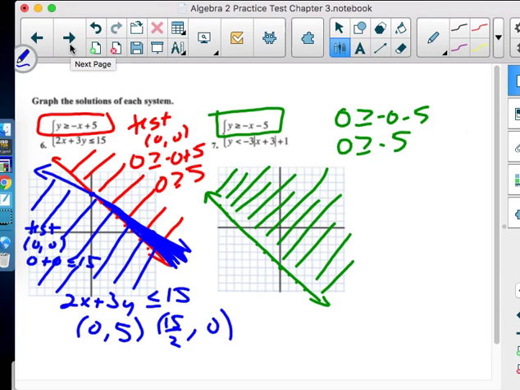Change colors. Now we got some memory banks time. You guys were really good at graphing these. This is an absolute value. Tell your chicken wing elbow partner what an absolute value graph looks like. These are V's. Tell your partner where the vertex of this one is.